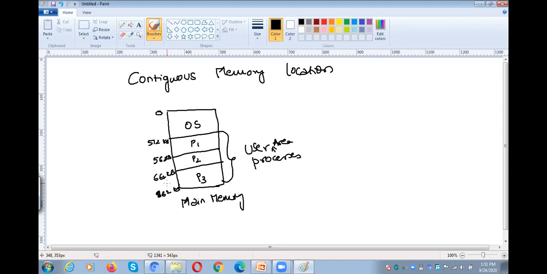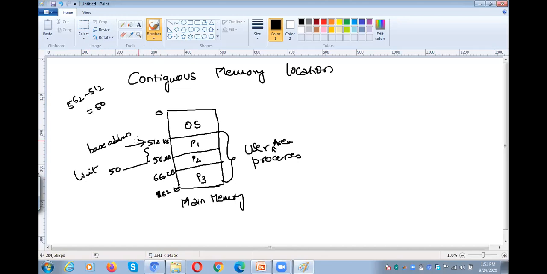For example, what is the base address and what is the limit address? Here it starts at the 512th location. This is the base address of P1. Then what will be the limit? Limit is nothing but this portion, up to 562. What is 562 minus 512? This is 50. So 50 is the limit value.